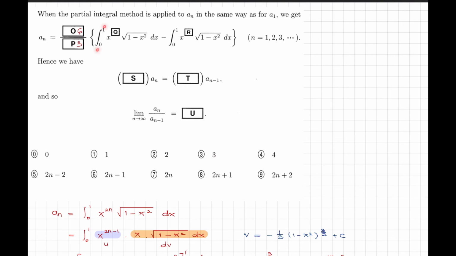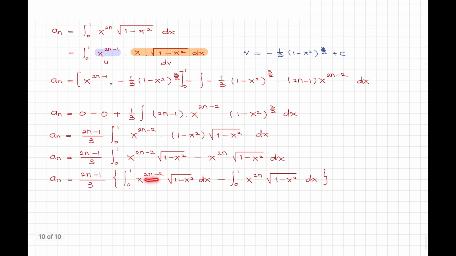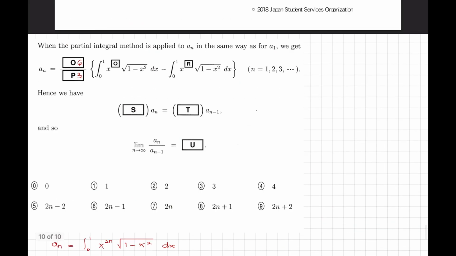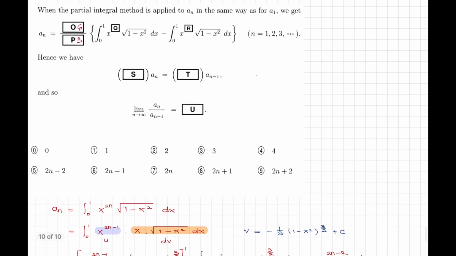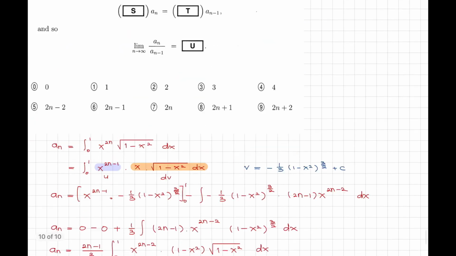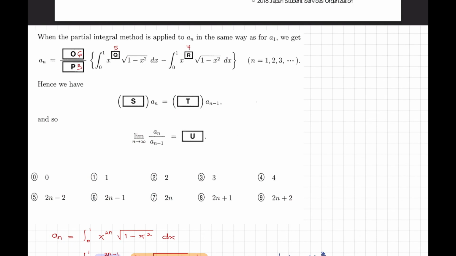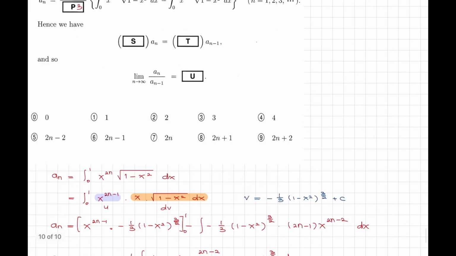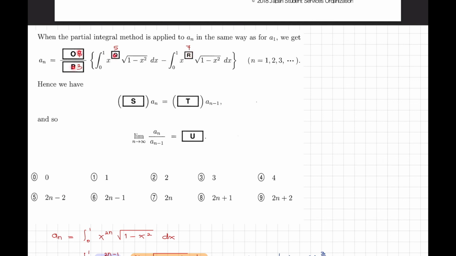And then integration from 0 until 1, x to the power of 2n minus 2. 2n minus 2 is number 5. Square root of 1 minus x squared. Minus integration 0 until 1, x to the power of 2n. 2n is number 7. We already get O, P, Q, and R. And then, hence we have blah blah blah.